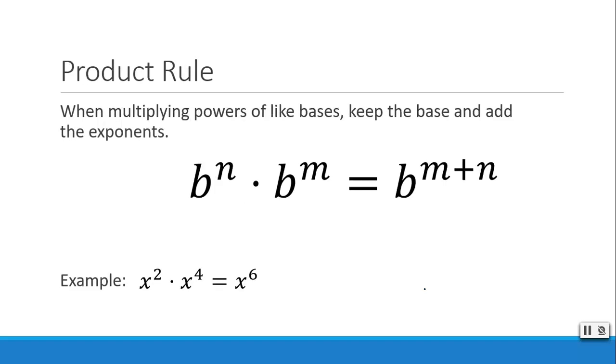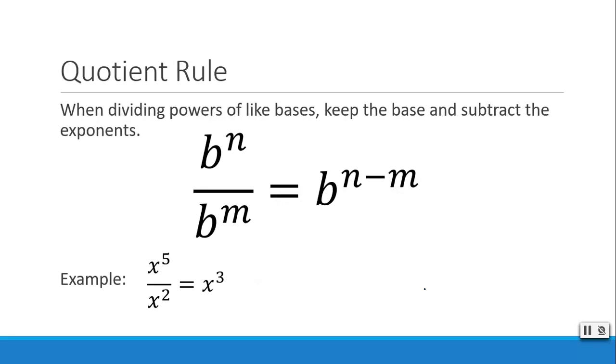The product rule says that whenever you're multiplying powers of like bases, you want to keep the base and add the exponents. So I'll give you an example down there at the bottom. X squared times x to the 4th, what you're doing is you're adding 2 plus 4, which gives you a total of 6 x's. So that means x to the 6.